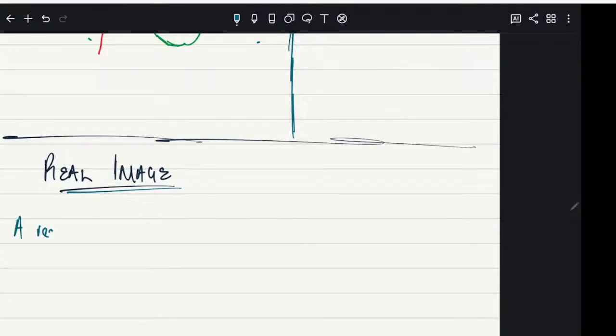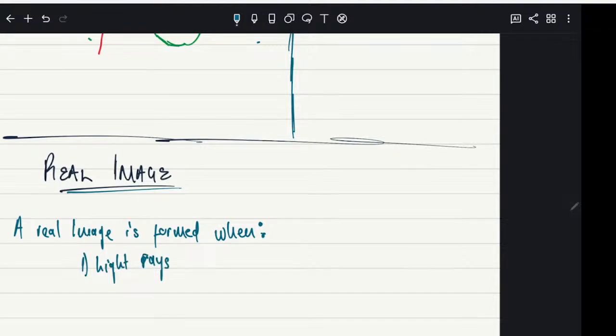A real image is formed when light rays actually meet, in brackets, converge. If light rays do not actually meet, then that thing is not real. That image of yours is virtual.